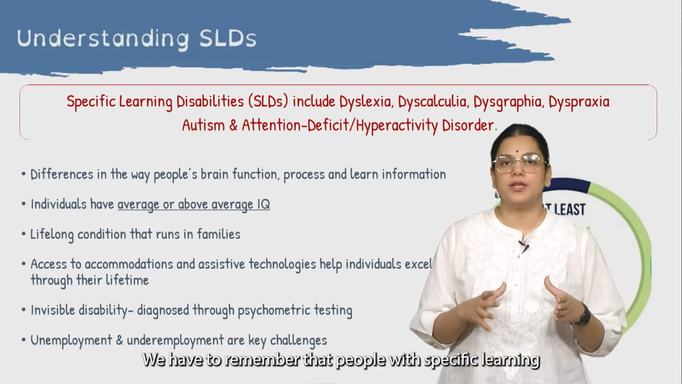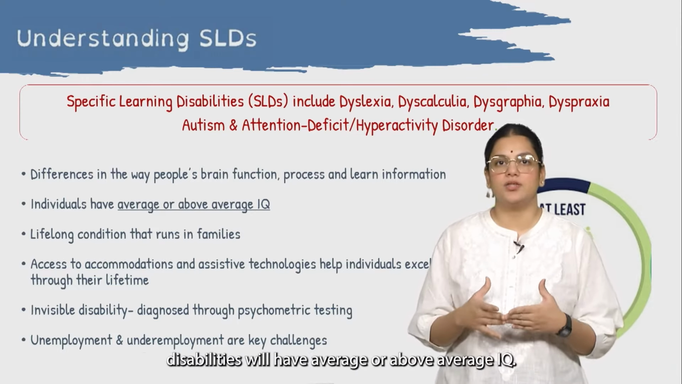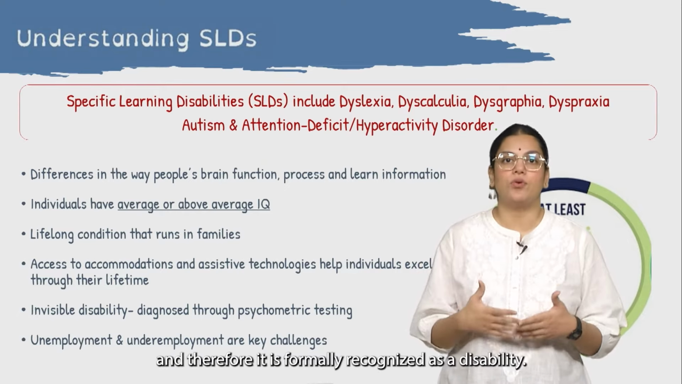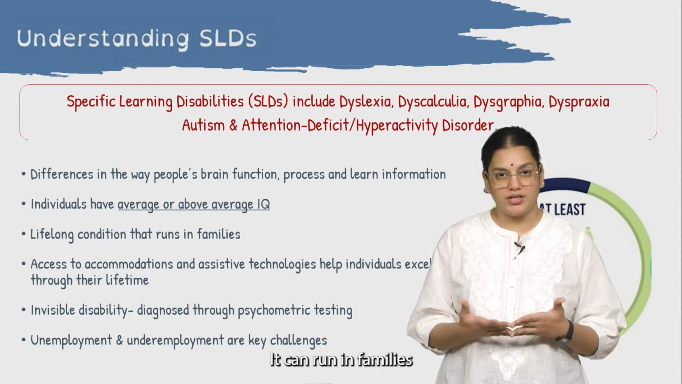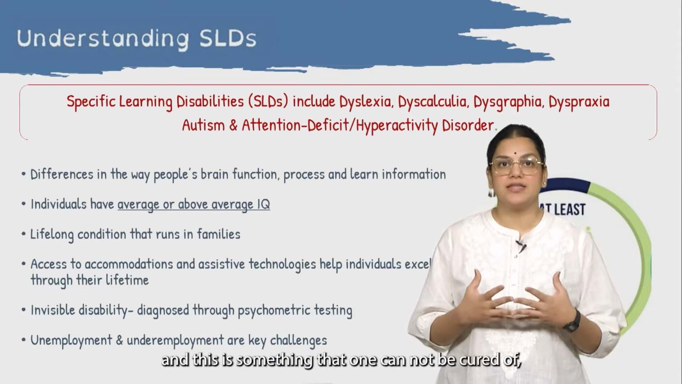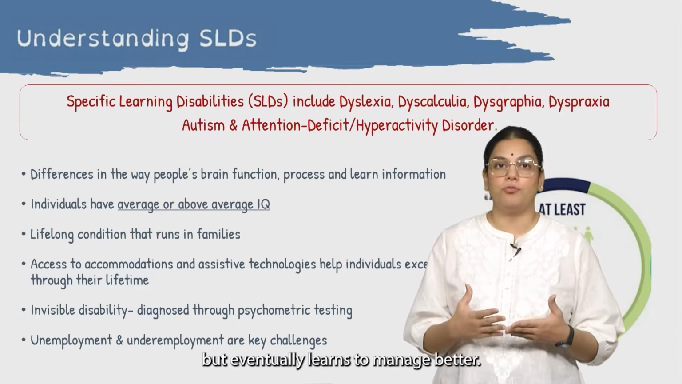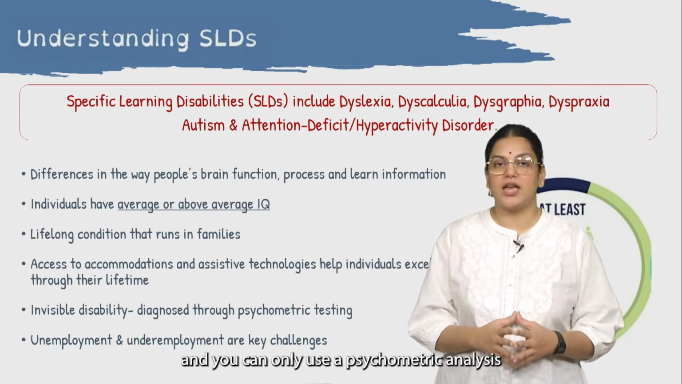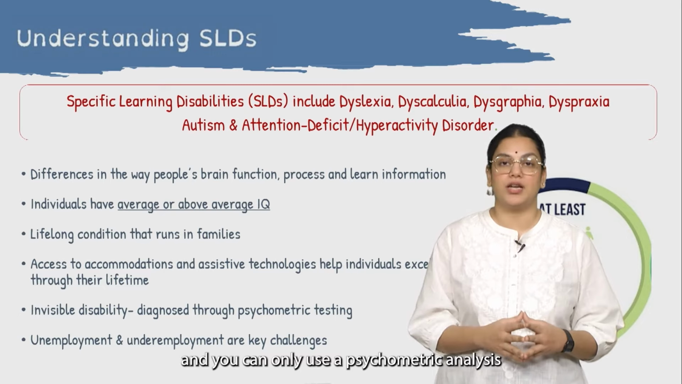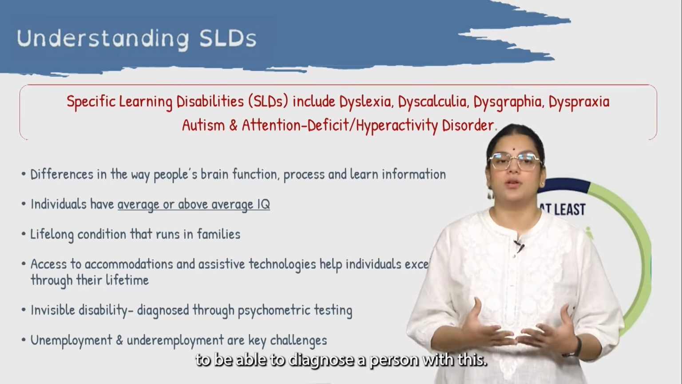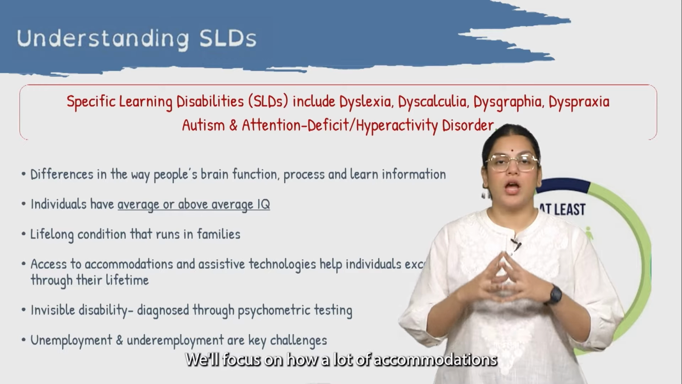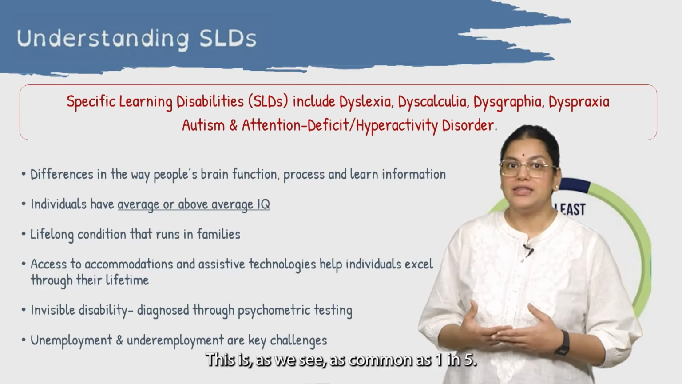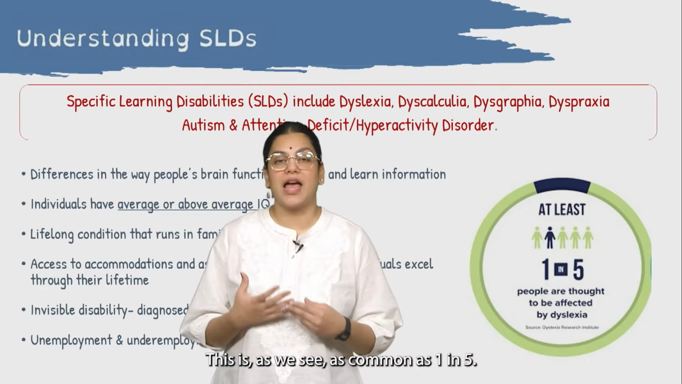We have to remember that people with specific learning disabilities will have average or above average IQ. It's a lifelong condition and therefore is formally recognized as a disability. It can run in families, and this is something that one cannot be cured of but eventually learns to manage better. This is also an invisible disability, and you can only use a psychometric analysis to diagnose a person with this. We'll focus on how a lot of accommodations and assistive technology can help these people grow. This is, as we see, as common as 1 in 5.